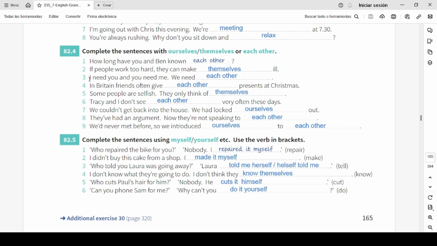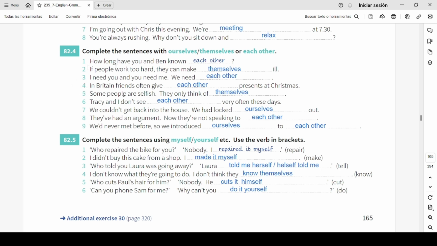The next one, I need you and you need me. We need each other, right? Because it's clear it says I need you and you need me. So basically, it's a dependency. Like we need each other. It doesn't make sense to put we need themselves. Next, in Britain, friends often give each other presents at Christmas, right?